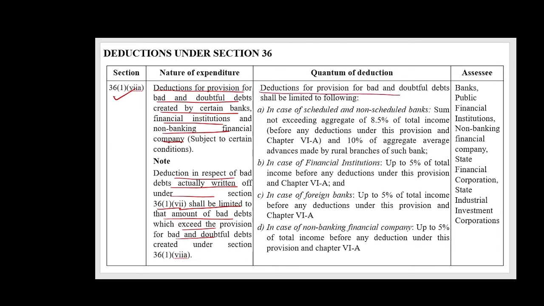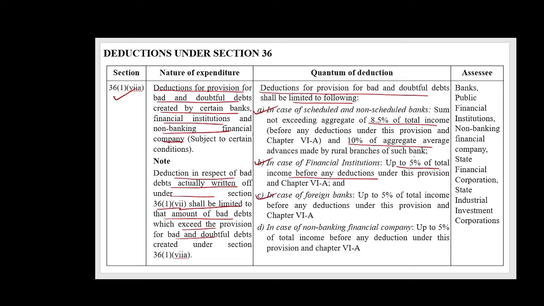Deductions for provision for bad and doubtful debt shall be limited to the following. In case of scheduled and non-scheduled banks, sum not exceeding aggregate of 8.5% of total income and 10% of aggregate average advances made by rural branches of such bank. Okay, before making any deductions under this provision and chapter 6A. Second, in case of financial institutions, it is up to 5% of the total income before any deductions under this provision are made and chapter 6A is made.